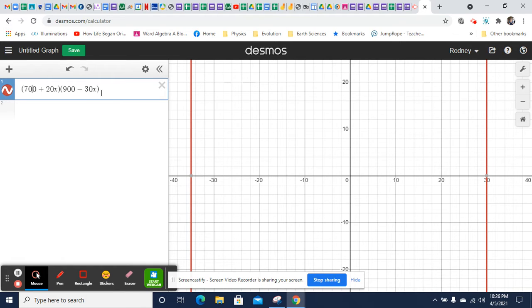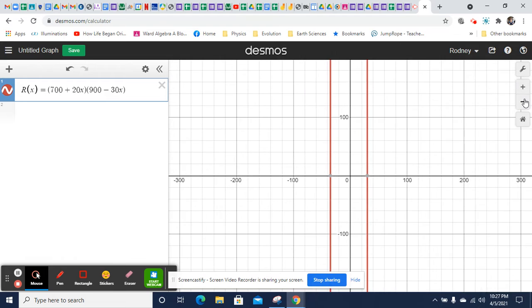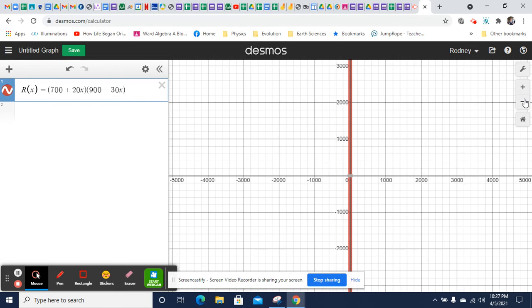Let's make that y equals, or actually I'll say r in terms of x. So that's the function revenue in terms of x number of price hikes. This is clearly really steep, but I'm going to zoom out. I'm noticing that I've got x-intercepts at negative 35 and 30. That'll help me later. So I'm going to zoom out until I get to the top of this thing.